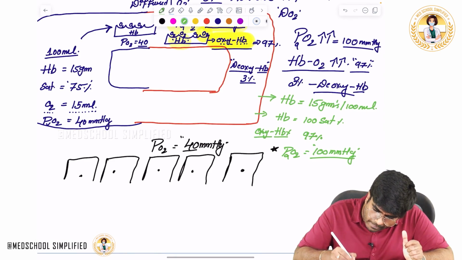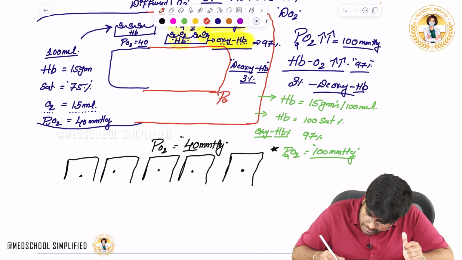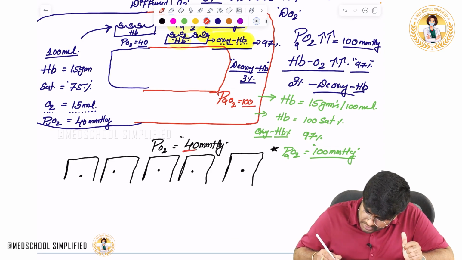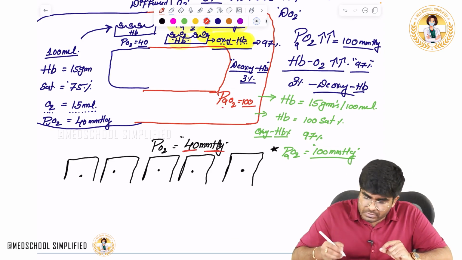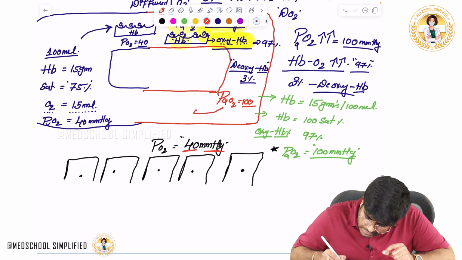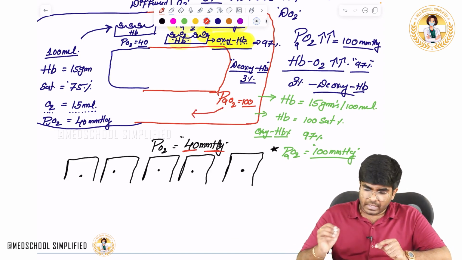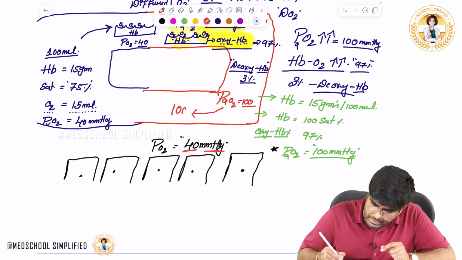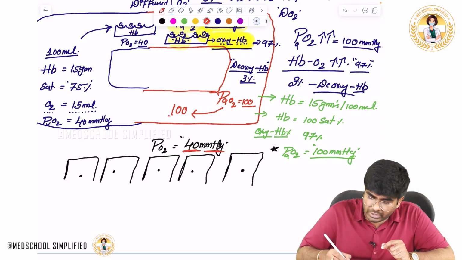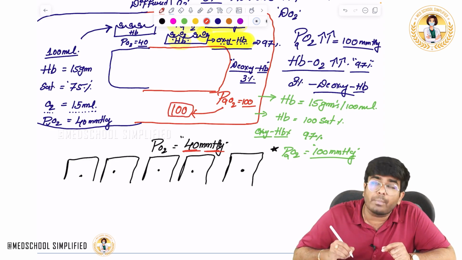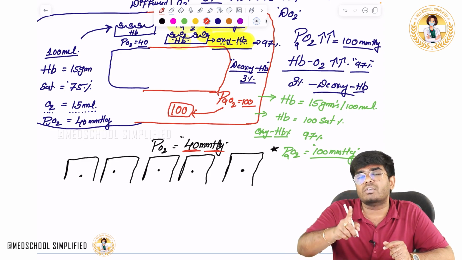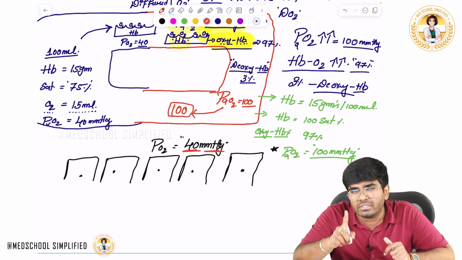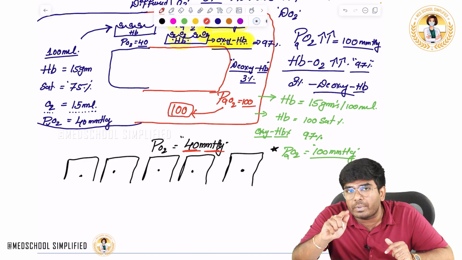So the first thing, what happens is, here partial pressure of oxygen is 100. And what is the partial pressure of oxygen in the tissues? 40. So when this arterial blood is coming into the capillaries, here the partial pressure is 100, here it is 40. Now tell me, this partial pressure is because of what? The partial pressure is because of dissolved oxygen, not oxyhemoglobin.